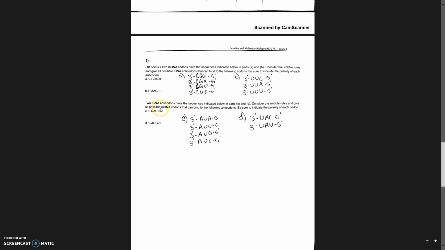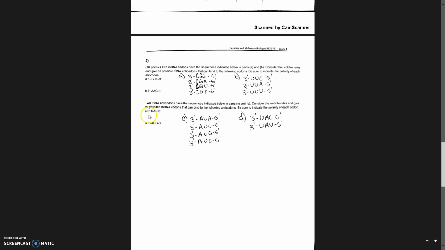Looking at 2 tRNA anticodons, so this is a little bit different. Instead of mRNA codons, we have 2 tRNA anticodons that have the sequence indicated below in these parts. Consider the wobble rules and give all possible mRNA codons that combine to the following anticodons. So it's kind of opposite of here. The way they act is a little bit different in that last wobble spot.